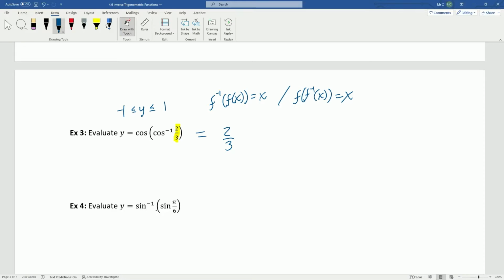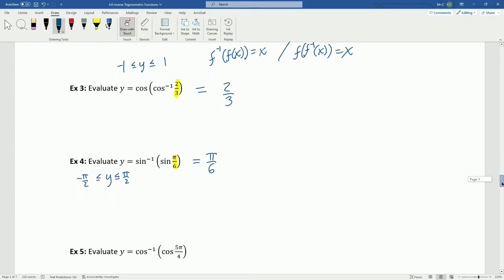And so when I look here at example 4, I have to do the same thought process. I have to say, okay, what outputs do I allow for sine inverse? And for sine inverse, the outputs are negative pi over 2 to pi over 2. And I ask myself, is pi over 6 in that interval? Yes, it is. So sine inverse of sine of pi over 6 is just pi over 6. Done. It's that easy. So this is a perfect example of why if we really understand what inverse functions are, then a lot of our problems involving them can be pretty simple.